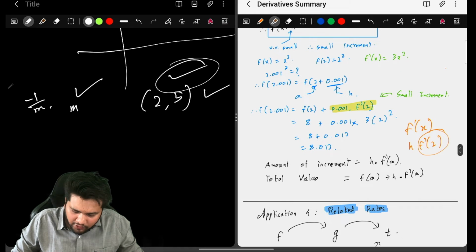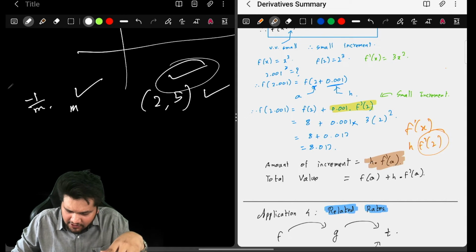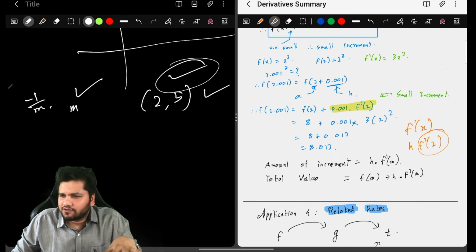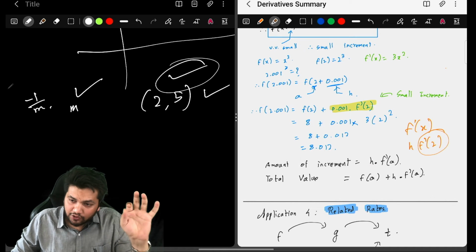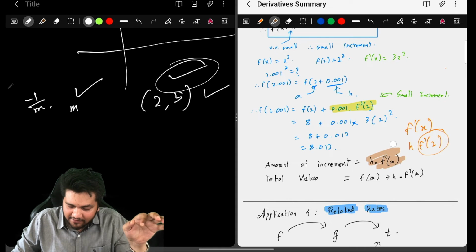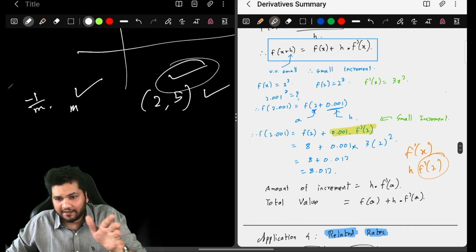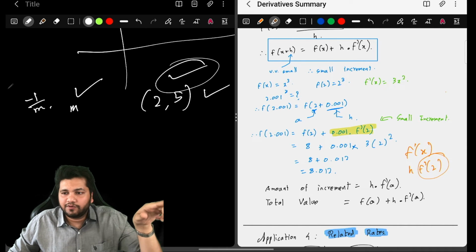Now, amount of increment: most of the questions are generally asked like this. What is the amount of increment, or how much it has changed, or something like that. That time they are just asking the h into f dash of a. Mostly they will ask you this only. So h into f dash of a. Total value is f of a plus h into f dash of a. But this small increment, obviously, h can be negative, like even if I talk about 1.9999, then it's going to be 2 minus 0.0001.